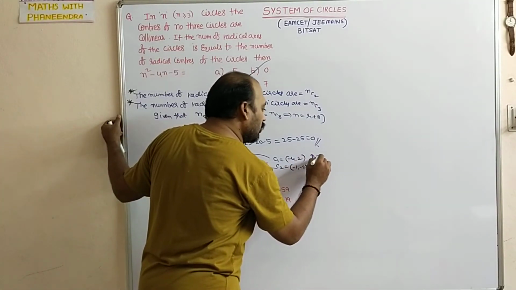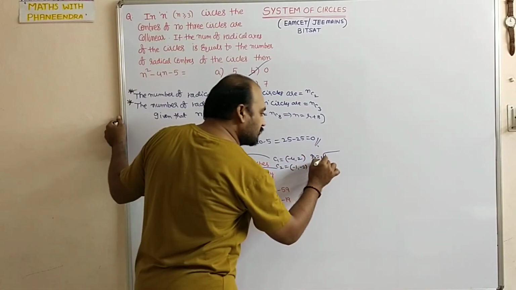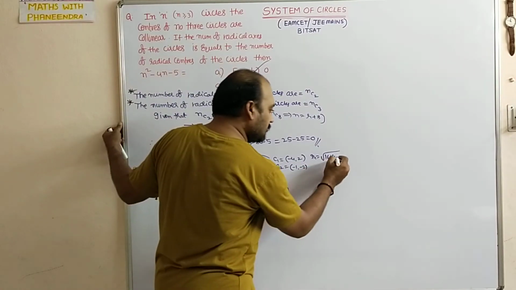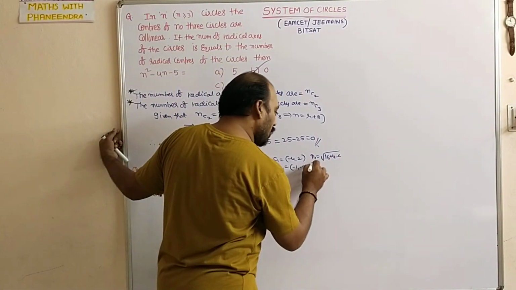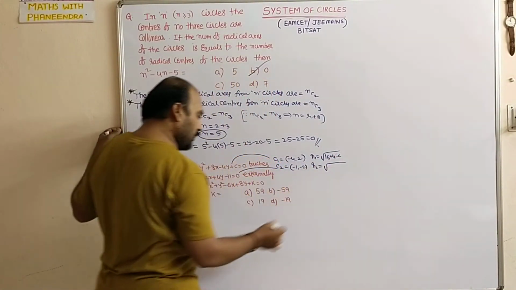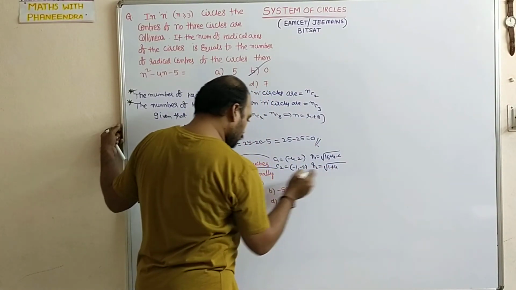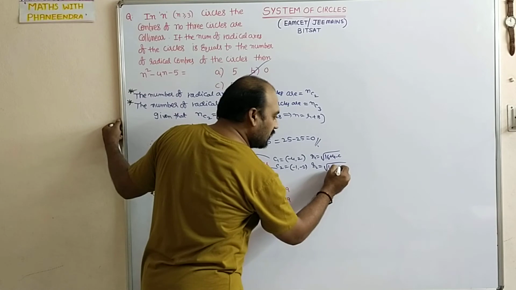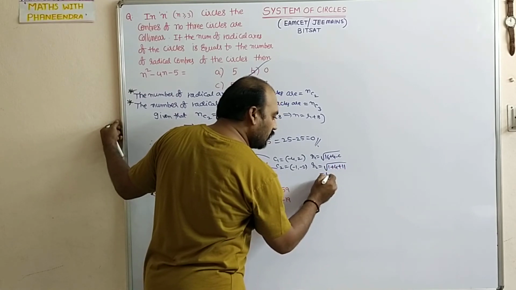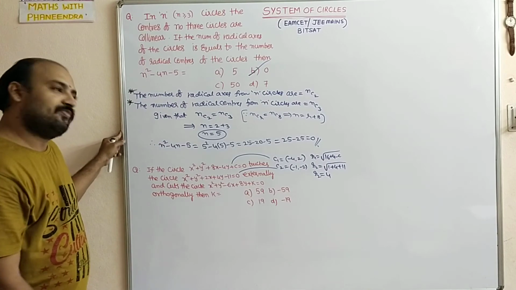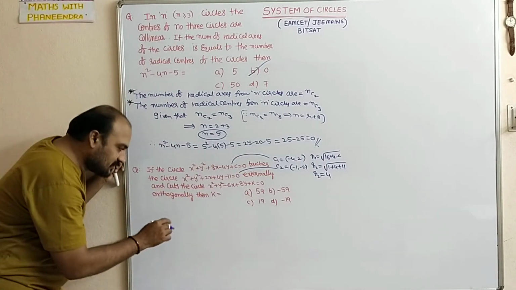So R1 equal to root over g square plus f square minus c, that is 16 plus 4 minus c. So R2 equal to root over 1 plus 4 minus of minus 11. So it will become root 16, so R2 is 4.